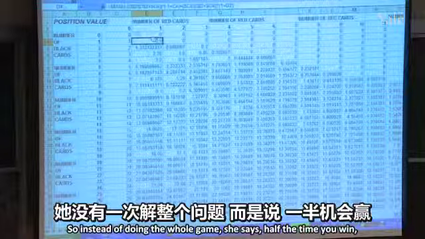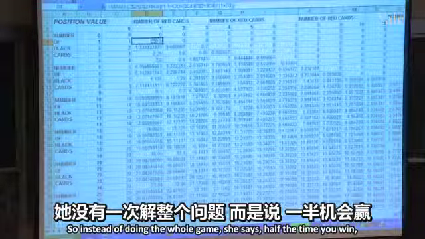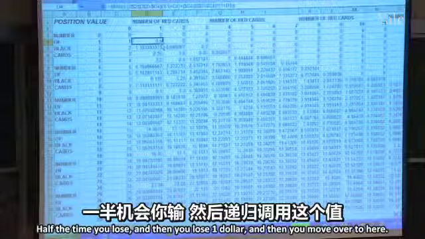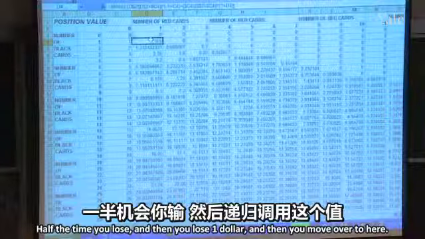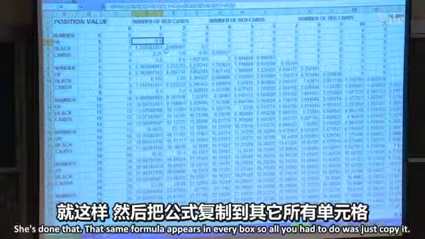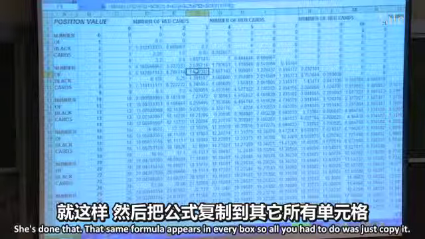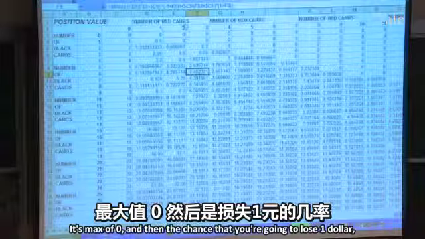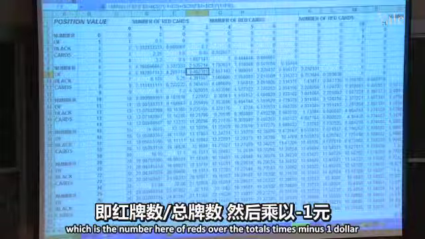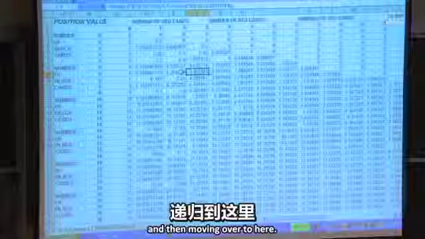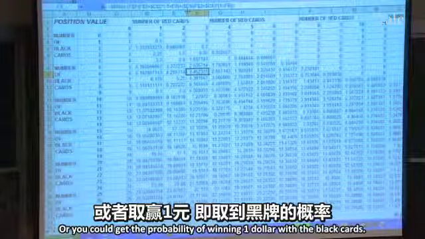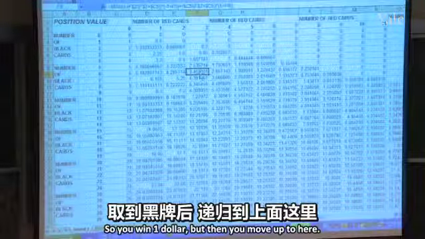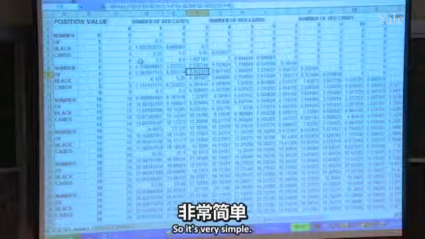So instead of doing the whole game, she says, half the time you win, but then you move over to here and get that value. Half the time you lose $1, and then you move over to here. That same formula appears in every box, so all you had to do was copy it. It's the max of 0, and then the chance that you're going to lose $1, the number of reds over the total, times minus $1, and then moving over to here. Or you could get the probability of winning $1 with the black cards, and then you win $1 and move up to here. Okay, so it's very simple.